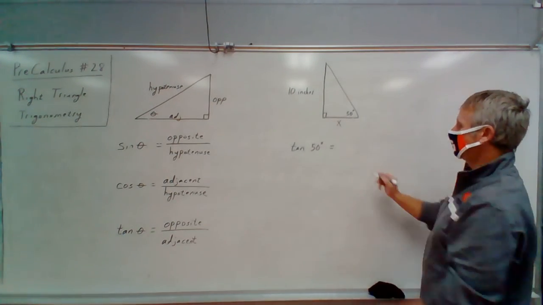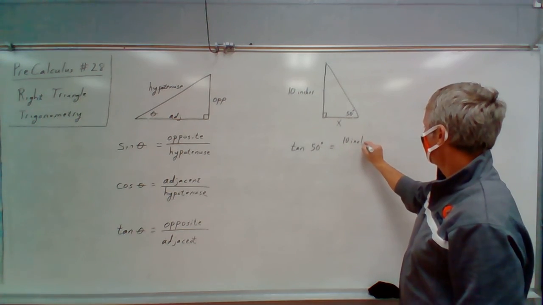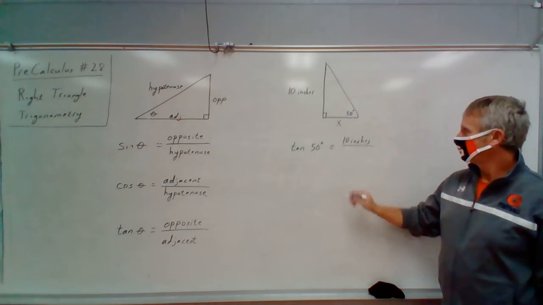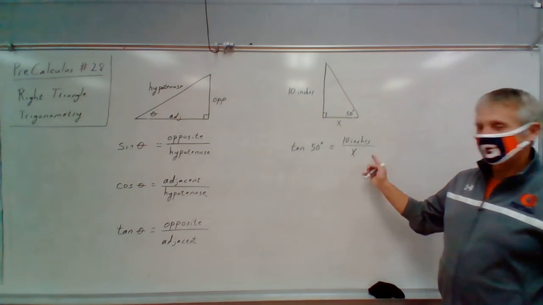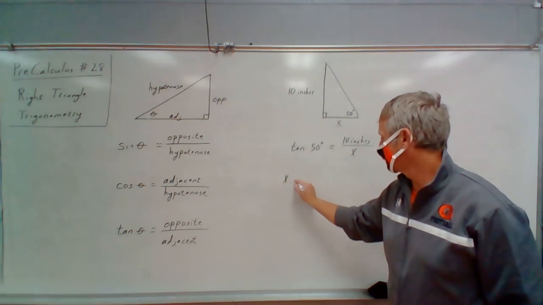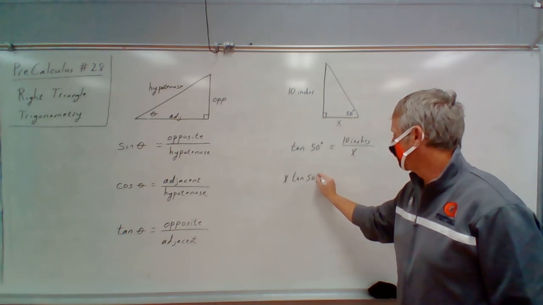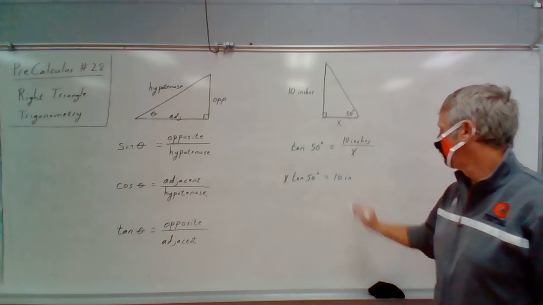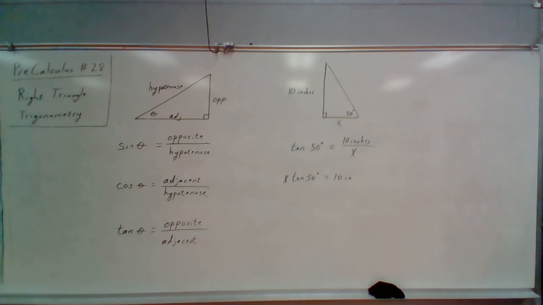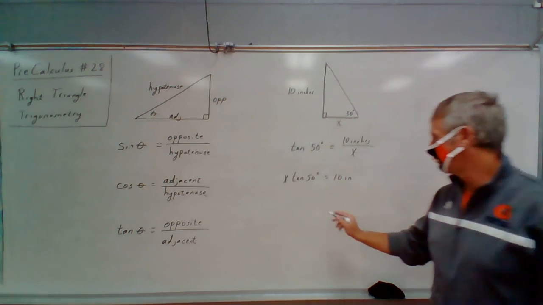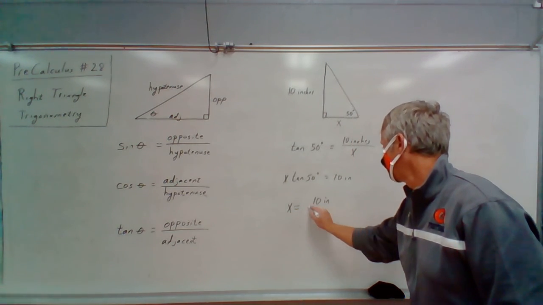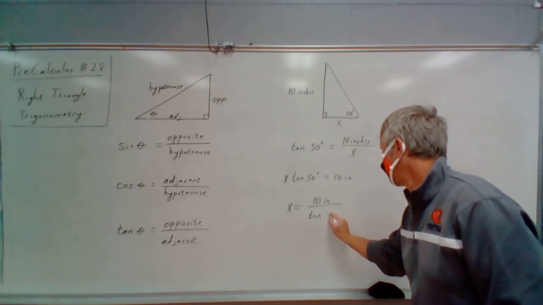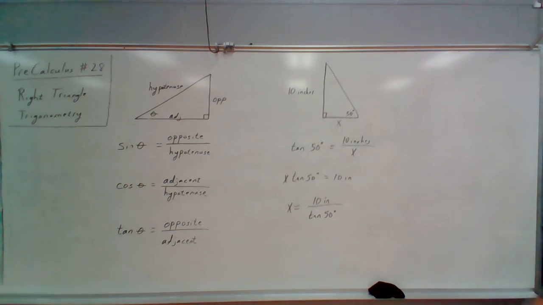opposite, which is 10 inches, over adjacent, which is my x. Okay, so now I want to solve that for x. So I'm going to multiply both sides of this equation by x. So that'll give me x times the tangent of 50 degrees is equal to 10 inches. Okay, now to get the x by itself, I need to divide both sides by the tangent of 50. So x is equal to 10 inches divided by the tangent of 50 degrees.